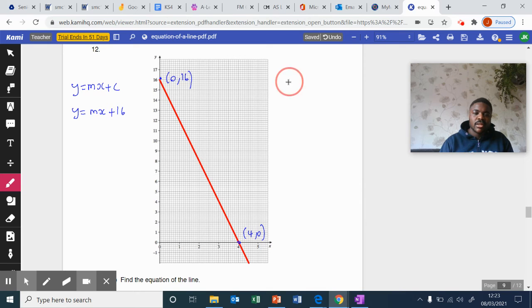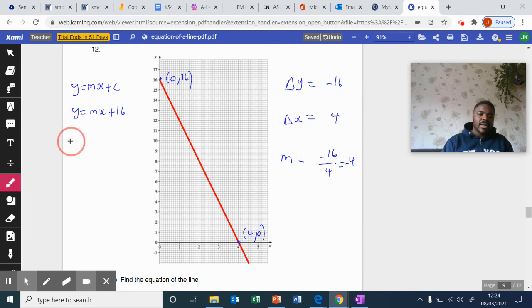So my change in y, I'm reading from left to right, so I'm going downwards. From 16 down to 0, that is minus 16. And the change in x is from 0 to 4, that's going to be 4. So therefore, my m is equal to change in y over the change in x, which is equal to minus 4. So I have y equals minus 4x plus 16.